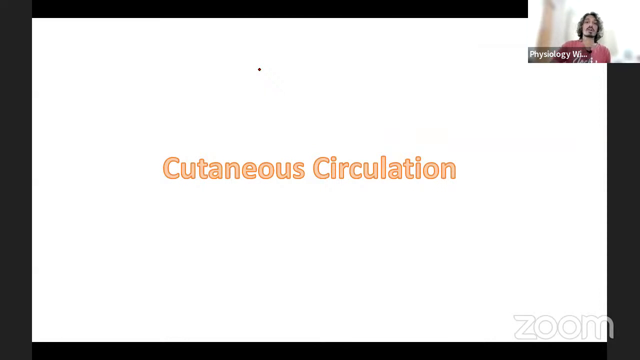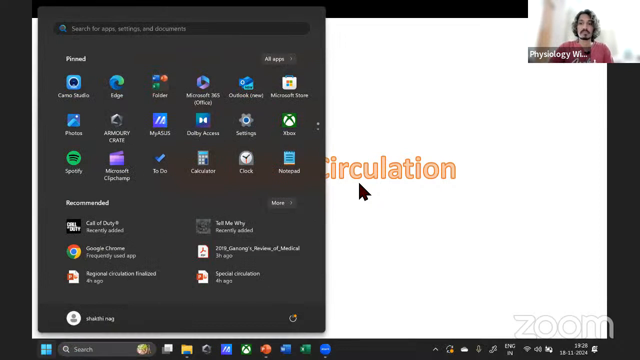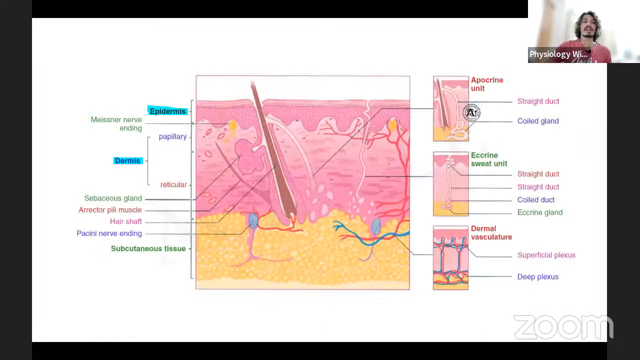Now we'll go to your cutaneous circulation. When you talk about your cutaneous circulation, we have the epidermis over here, and we have the dermis over here. This is how the dermal vasculature is going to be. On the other hand, in the epidermis, you do not actually see any sort of vasculature. We have a superficial plexus and a deep plexus. We have the connective tissue area where a deep plexus is there. Above that, we have a superficial plexus which is coming out. The epidermis does not have any blood circulation.